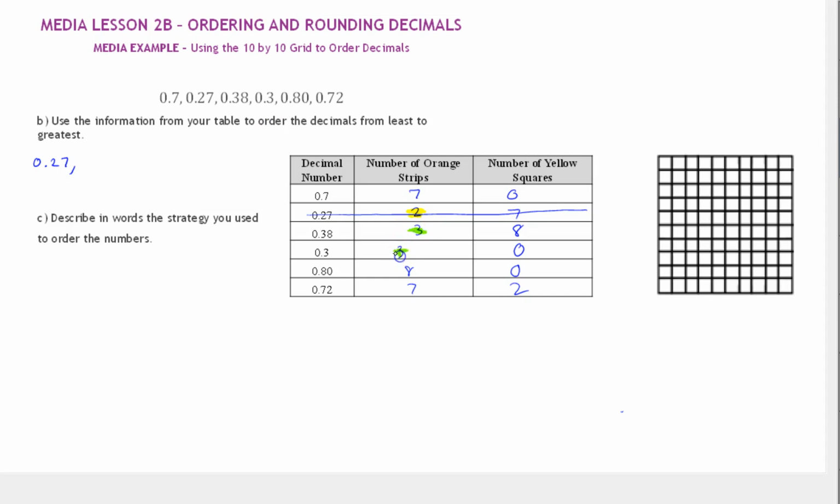So 3 and 3, these are the next 2 in our list. They're smaller than the others because these have 7 and 8 orange strips. But since these two numbers are identical, we need to compare the number of yellow squares. Well, this one has 0 yellow squares and this one has 8. So 0.30, or as it was written here, just 0.3 is the next number. Then we have 0.38.